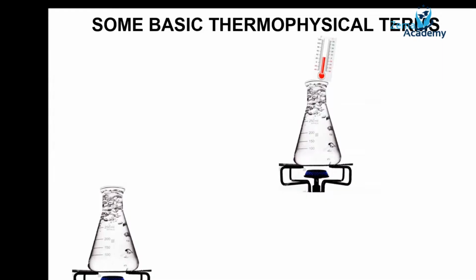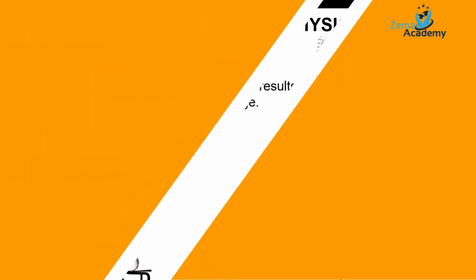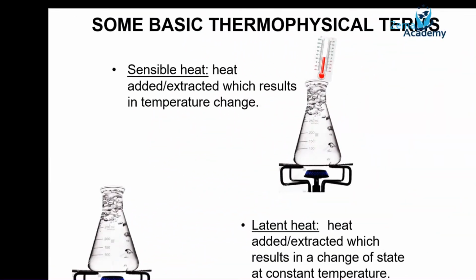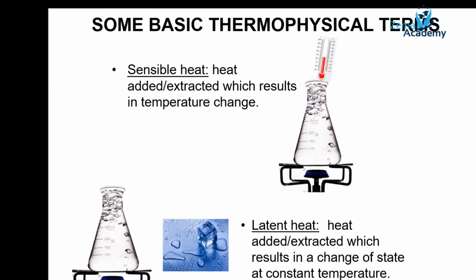I'm going to quickly go through some basic terms that you will come across in the refrigeration industry generally, like sensible heat and latent heat. They both deal with either heat extraction or heat added into material. But one results in temperature change only, and the other one results in state change. Okay, so the sensible heat results in temperature change, as opposed to the latent heat, which results in state change. And a good example of latent heat is ice melting.